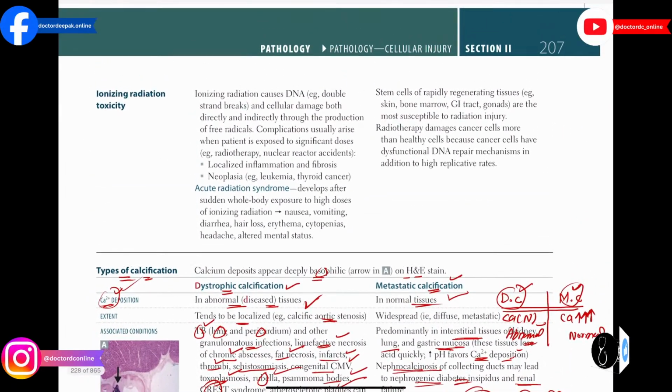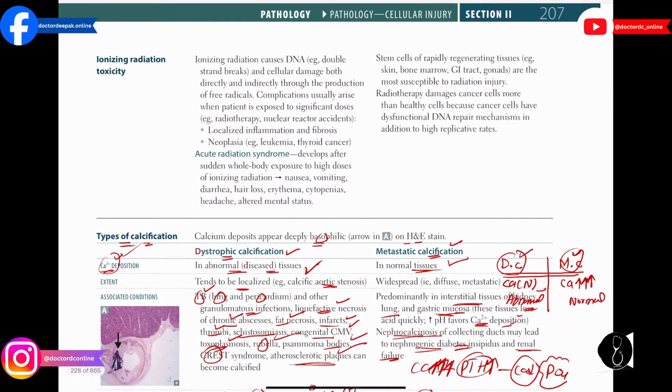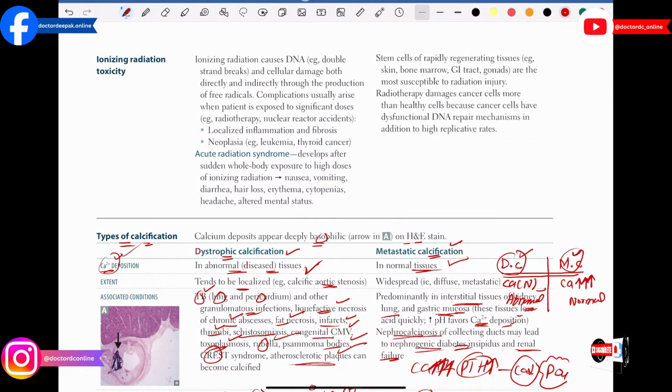Then after that, we have to understand the ionizing toxicity. So first of all, you guys know this thing. When you are going to get the ionizing radiation, I already explained in the free radical injury, these ionizing radiations are going to damage your tissue. How are these radiations going to damage your tissue? Basically, they are going to produce the ionizing free radical. So these free radicals are going to damage the DNA.